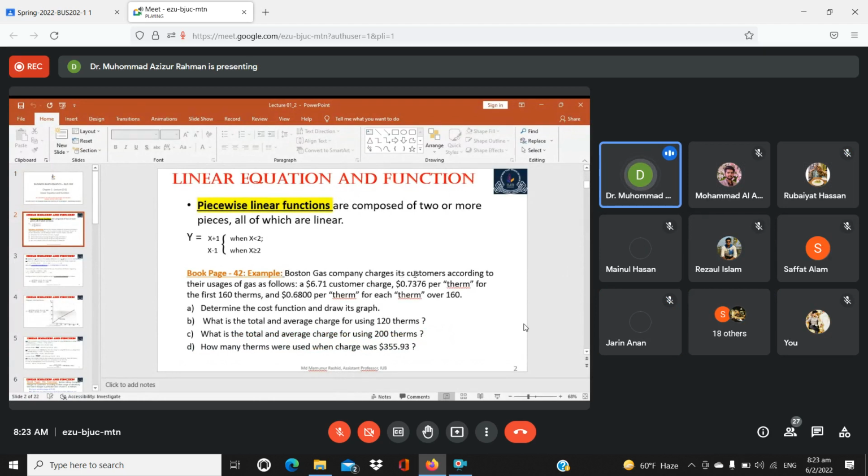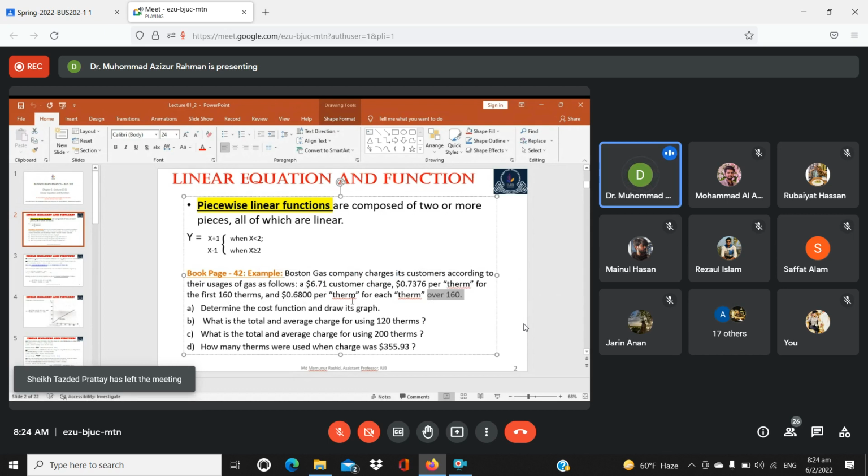Boston Gas Company charges its customers according to their usage of gas as follows. There is a $6.71 fixed charge plus 73.76 cents per therm for 160 therms, and if you are over 160 therms, then you are paying a different rate. Determine the cost function.